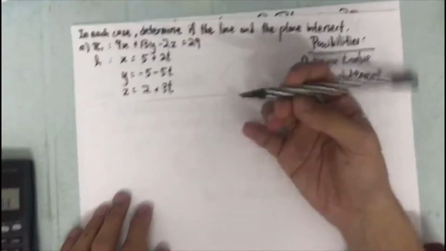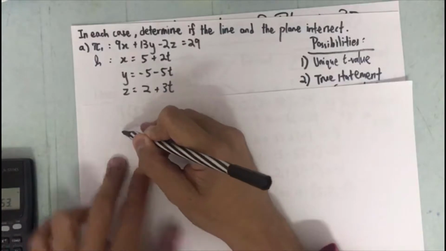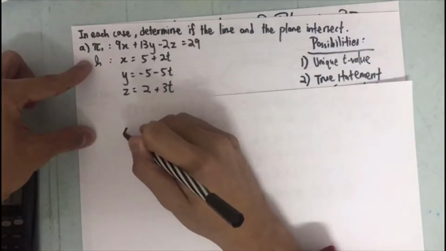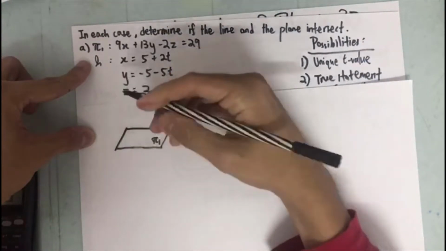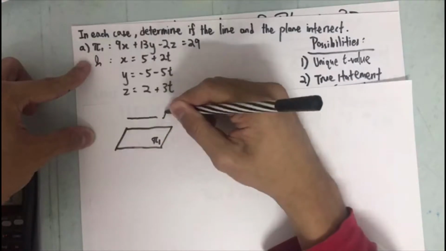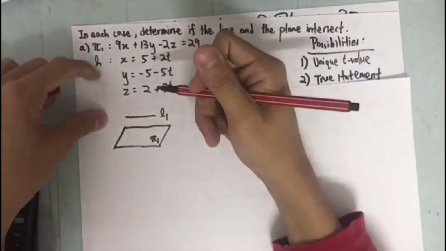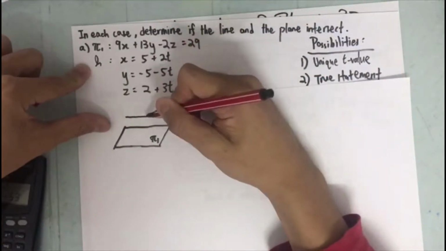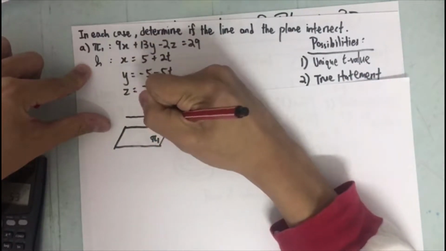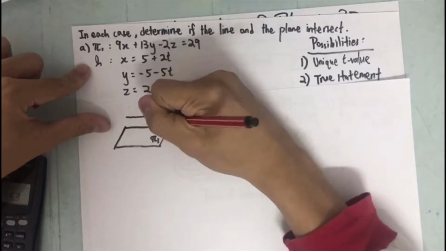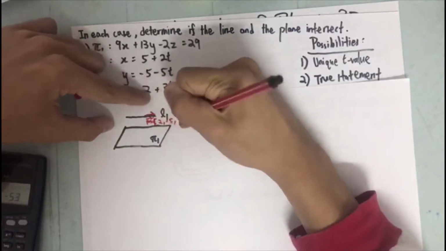In order to use this geometric approach, I suggest the first thing you do, the strategy, is to visualize by drawing a plane called pi1 and a line called L1. Let me use another color. From the parametric equation of the line, we know the direction vector of the line, I call it m, is actually (2, -5, 3).